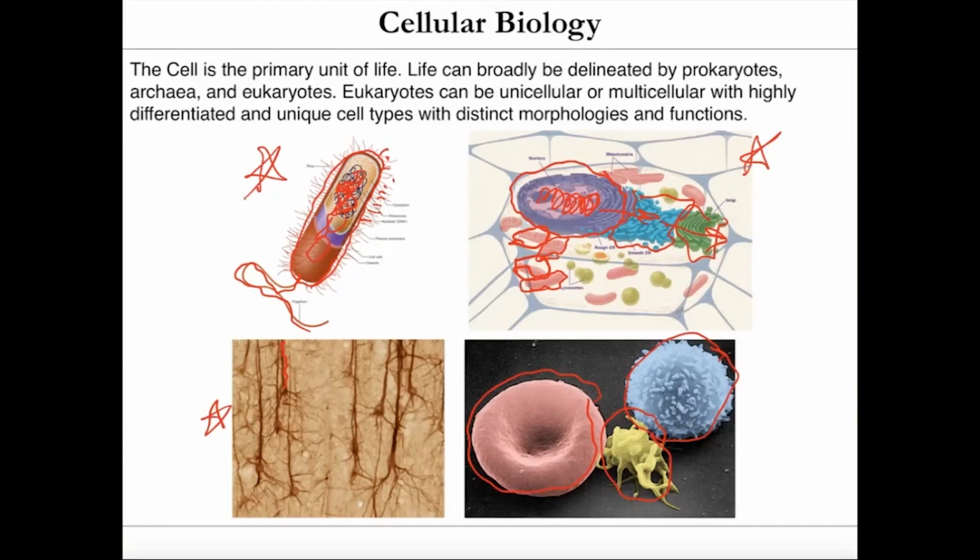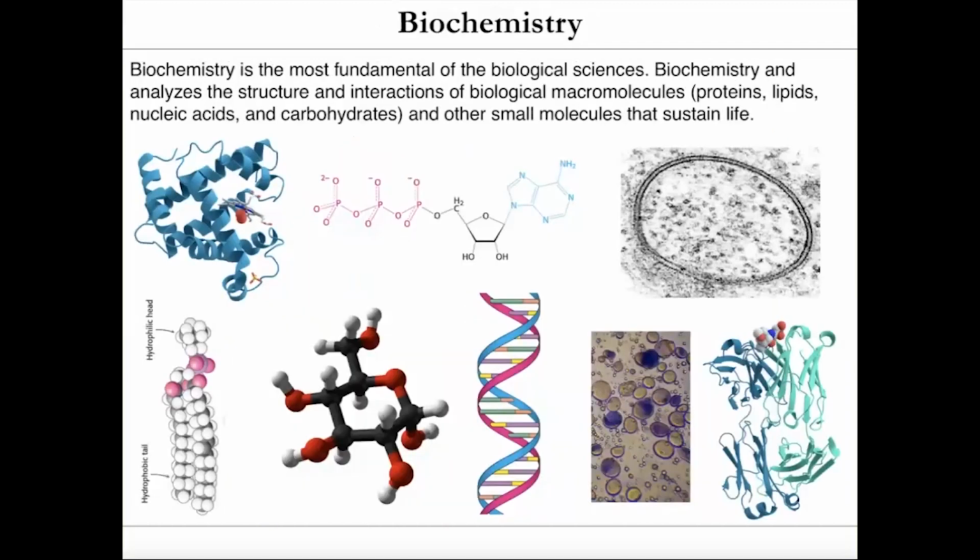So cellular biology, the most fundamental primary unit of life. And so that brings us finally to biochemistry again. As I said, biochemistry is the most fundamental of the different biological sciences. Biochemistry basically analyzes the structure and the interaction of different biological macromolecules, or different biological chemicals that are used to sustain life. So we'll talk about that in a second, but there's basically 4 different main classes of biological macromolecules: proteins, lipids, nucleic acids, and carbohydrates.